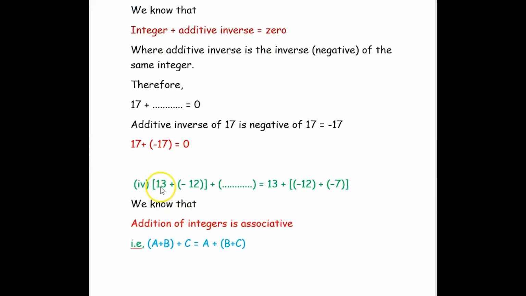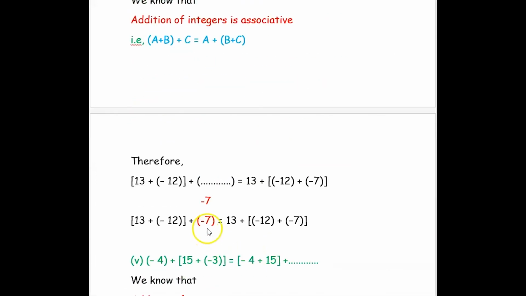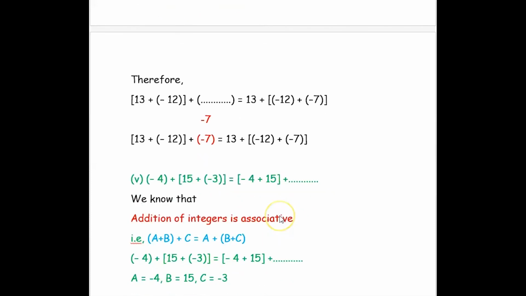Next question is, 13 plus negative 12 plus blank is equal to 13 plus negative 12 plus negative 7. So we know that addition of integers is associative, that is, a plus b plus c is equal to a plus b plus c. So if you see the question, only the negative 7 is missing. So 13 plus negative 12 plus negative 7 is equal to 13 plus negative 12 plus negative 7.